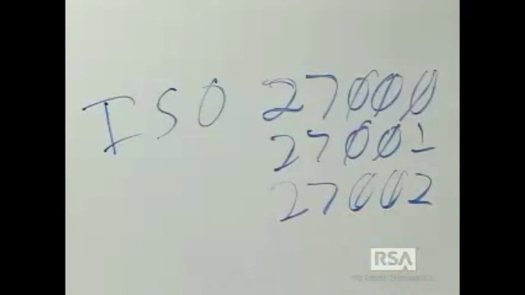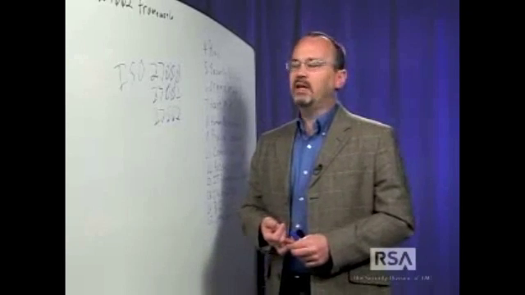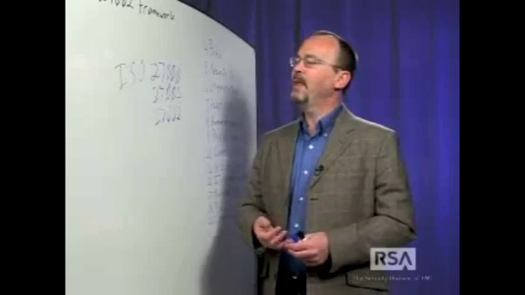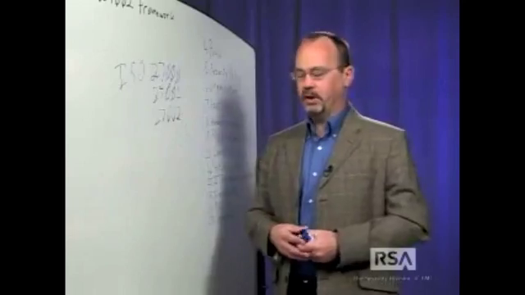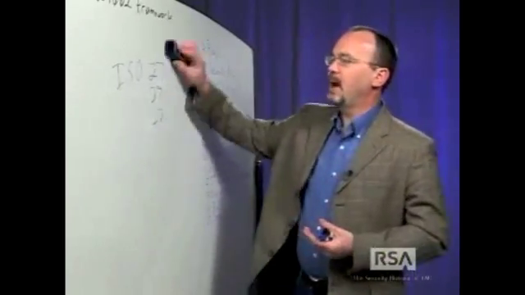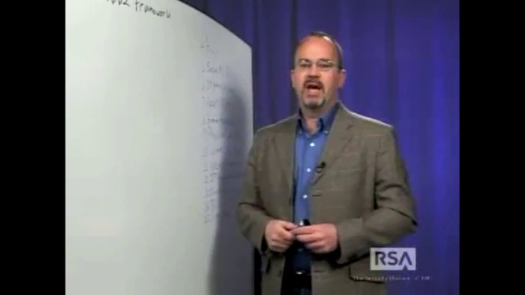Incidentally, 27002 started its life as British Standard 7799, was adopted by ISO back in 1999 and renumbered to 17799 at the time. And then in August of 2007, it was finally renumbered to 27002. So many of you may have heard of ISO 17799. It became ISO 27002. So what are the benefits of taking this type of approach?